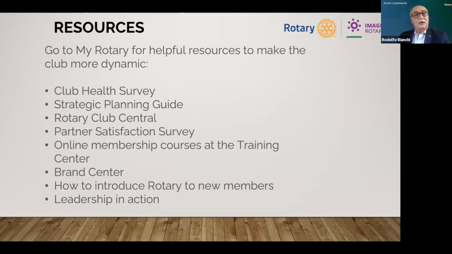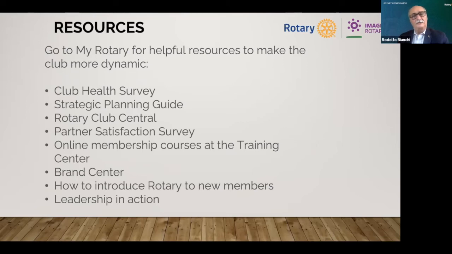You can go through Rotary Club Central and just navigate within the reports and the information you can find at Rotary Club Central. Prepare a partner satisfaction survey that will show you how satisfied your members are with the club and what other things they expect from their club. There are many online membership courses at the Learning Center. Almost anything can be found in the Learning Center for any position in the club. So use it and promote it within your members.